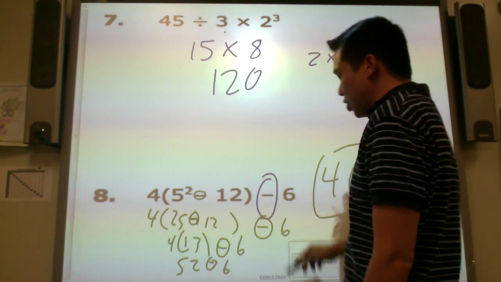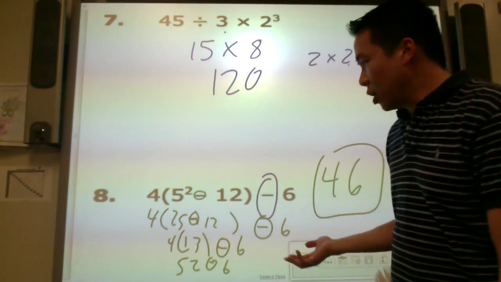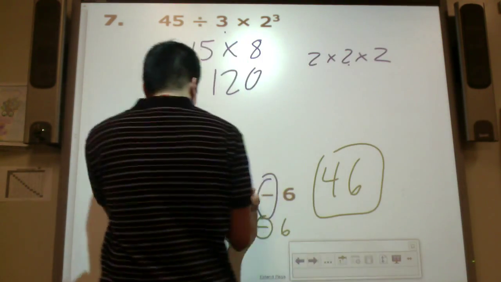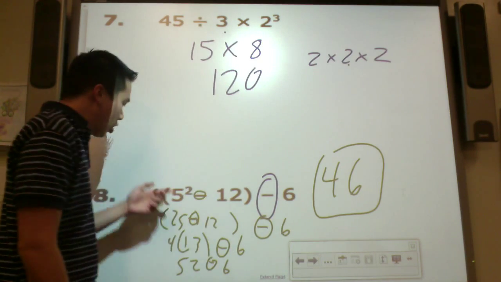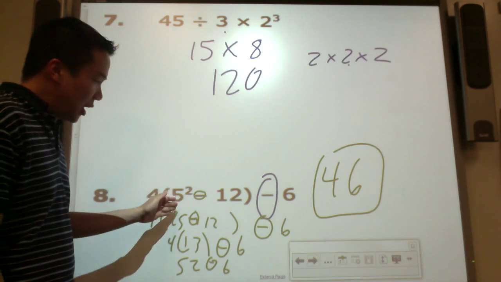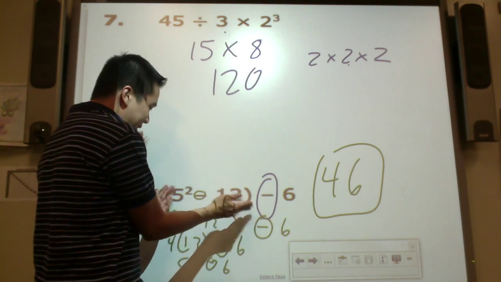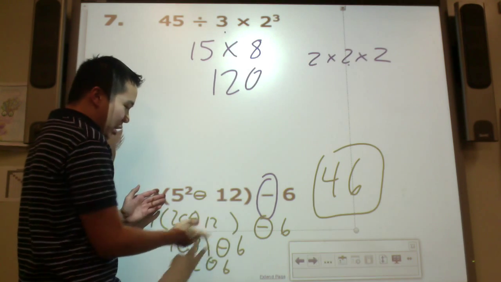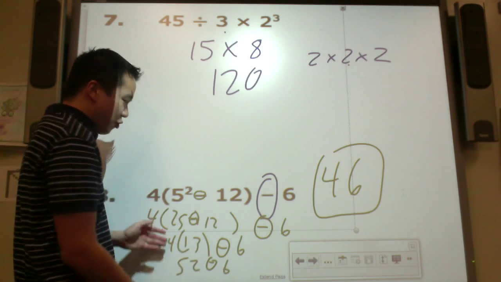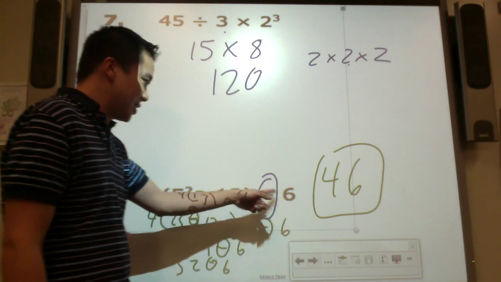So let's go back to this one. This is a very complicated question. So we have our first term, and then we have our second term. Our second term is 6. Our first term is saying, what is 4 times the quantity or group of 5 squared minus 12? 5 squared minus 12 is 25 minus 12, or 13. 4 groups of 13 is 52 minus 6.